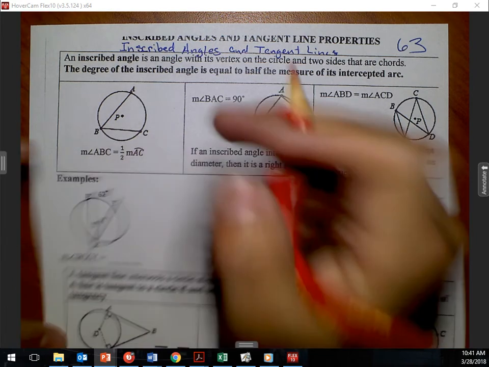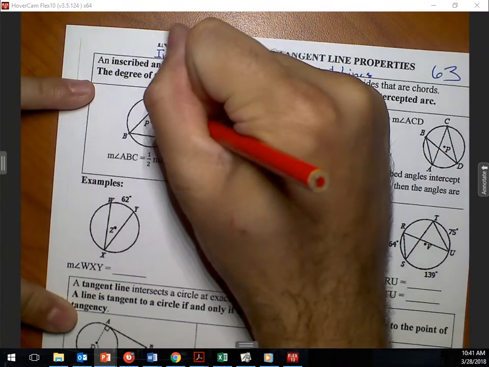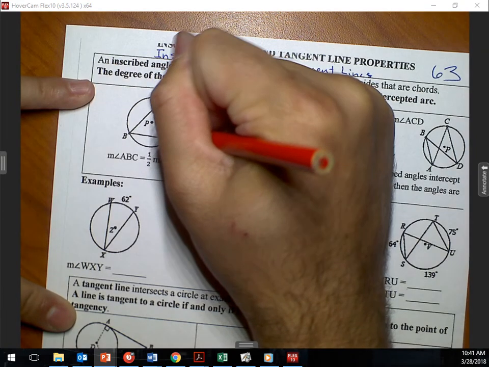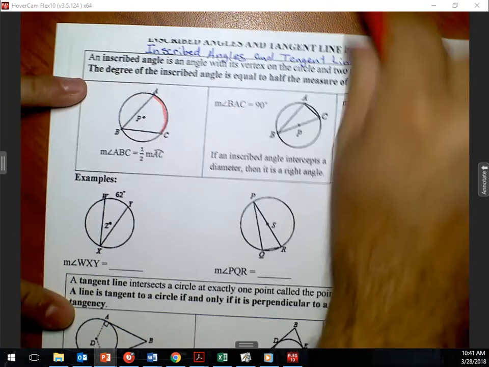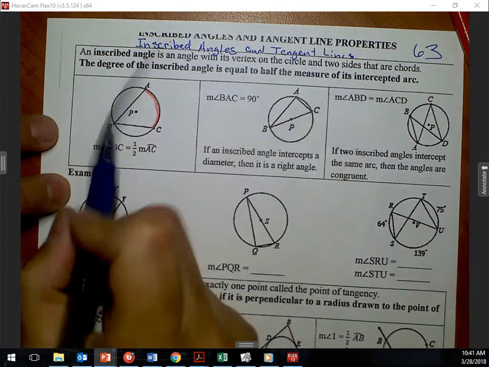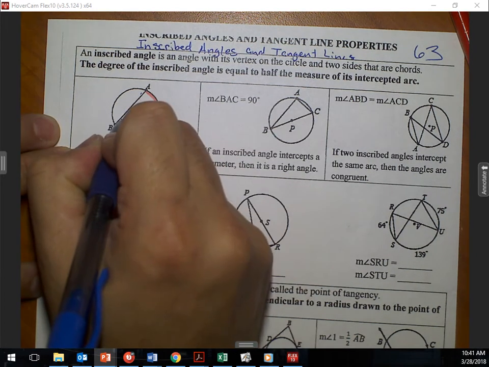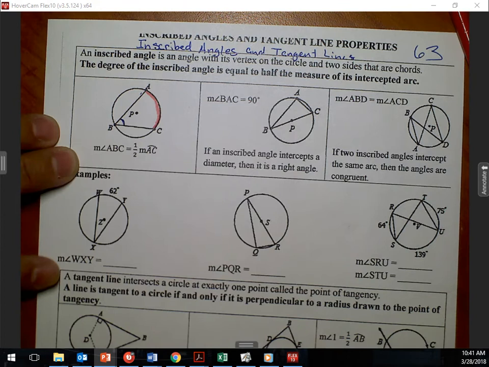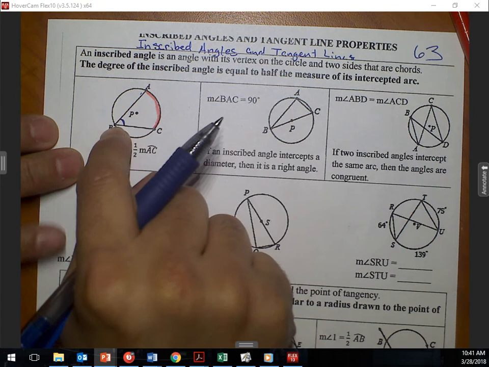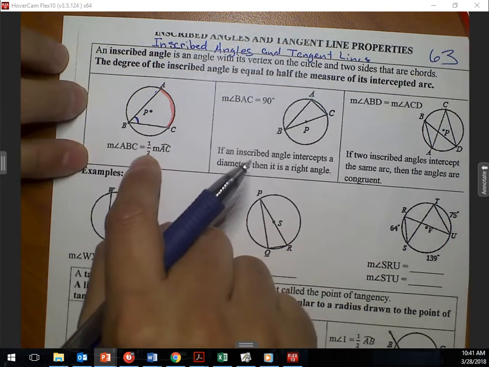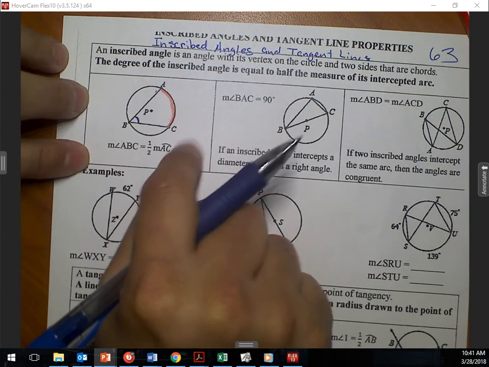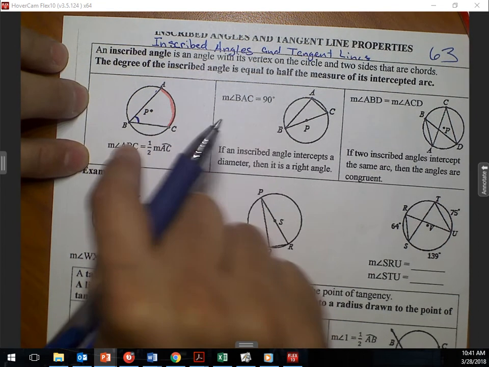So now my arc is going to be over here. So angle ABC, because I'm looking for this angle right in here. If it's touching this side over here, it is half of my arc. Half of my arc.